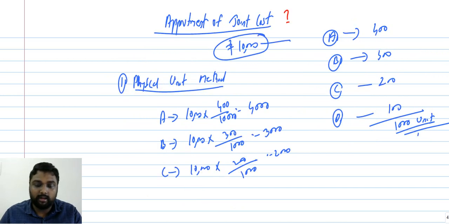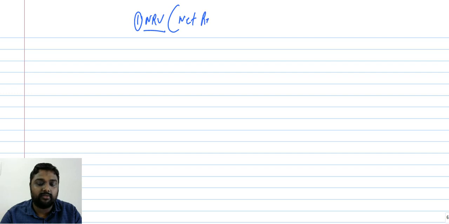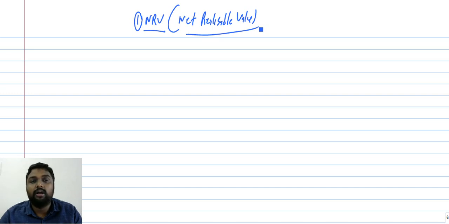So the methods we have discussed are the physical unit method, the selling price method, and the sales value method. Another method is called NRV. NRV stands for net realizable value. Here we will do the final sales value.